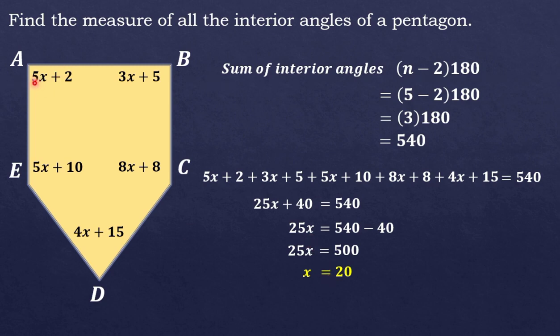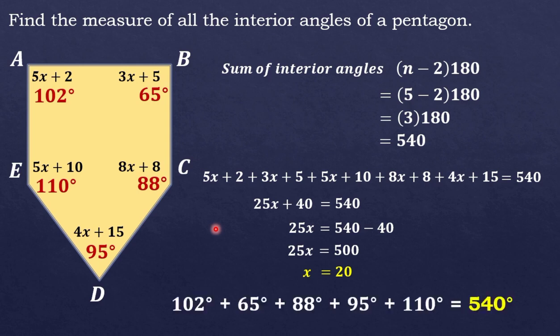So, isa-substitute natin siya dito. 5 times 20, 100 plus 2, this angle is 102 degrees. 3 times 20, 60 plus 5, 65 degrees. And then, ganun din po rito, dito, at dito. Now, para ma-check mo, i-add nyo po lahat ng angles, 102 plus 65 plus 88 plus 95 plus 110, dapat ang total po 540 degrees.